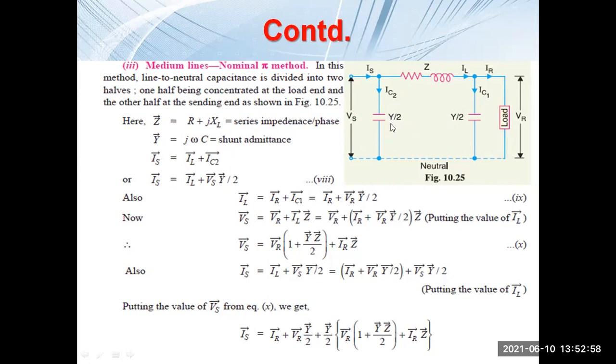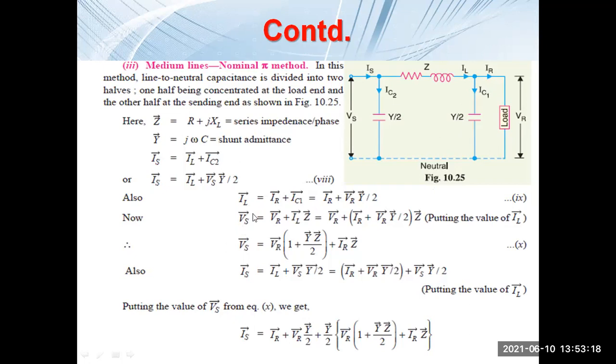Vs into Y/2. Now IL equal to what? IL equal to IR plus IC1. Now IR is known to us. IC1 is what? That is VR into Y by 2. This is the capacitive current. Voltage across this is VR into Y by 2.